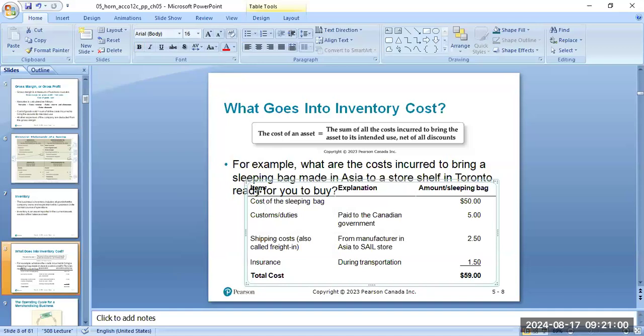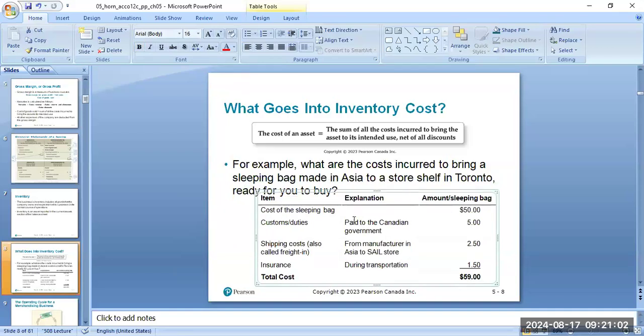Now the cost of the sleeping bag is only one cost. Then we have to pay the customs duties, which is $5. Then we have to ship the sleeping bag from Asia all the way to Toronto. And during the shipping, we want to purchase insurance. So all those costs which are related to the sleeping bag, which we needed in Toronto in order to sell it, will be included in the cost of the sleeping bag.